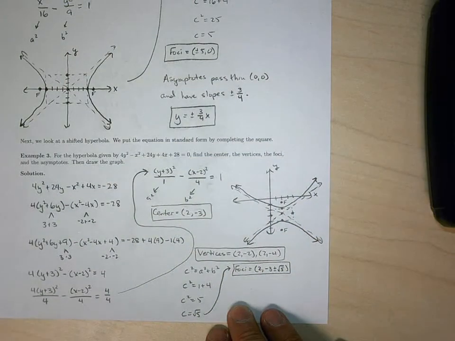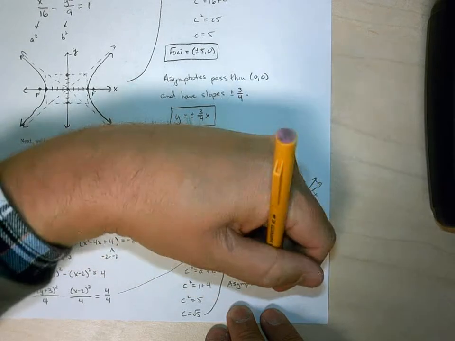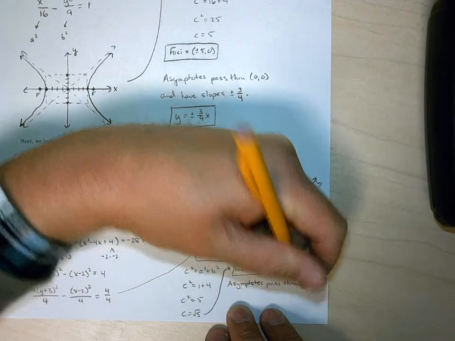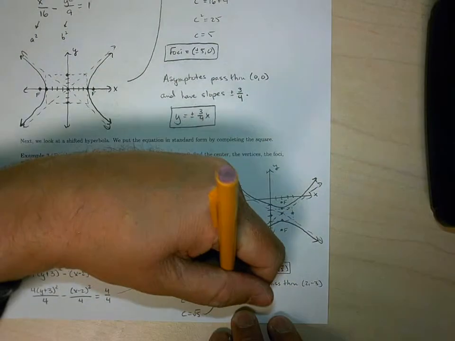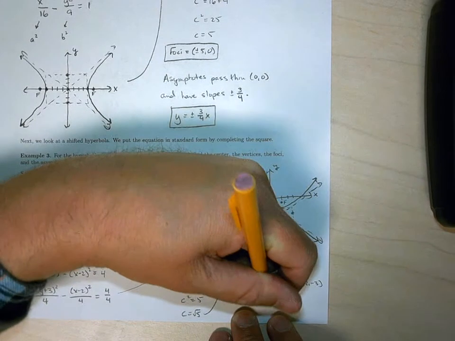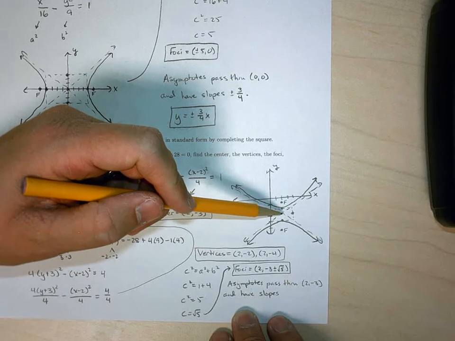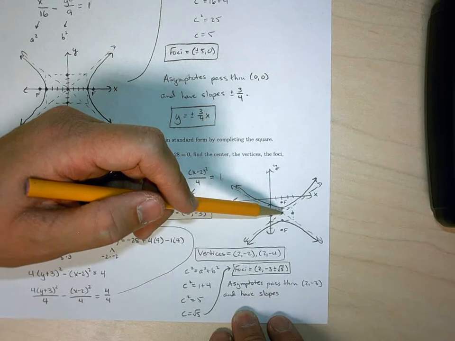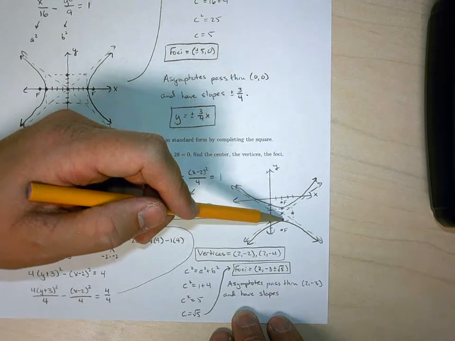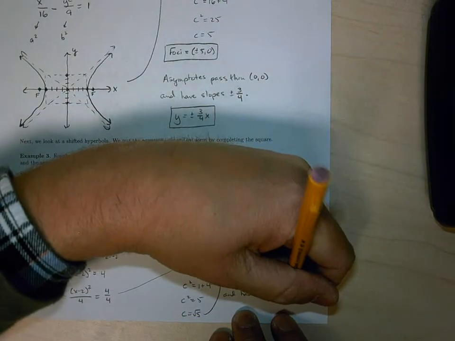The last thing we figure out are the equations of the asymptote lines. Well, the asymptotes pass through the center, so they pass through 2, -3, and have slopes. Well, let's see. Starting at the center, to get the upward pointing line, I go up 1 and right 2, so that's a slope of 1/2. To get the downward pointing line, I'd go down 1 and right 2. So that's a slope of -1/2. So my slopes are plus and minus 1/2.